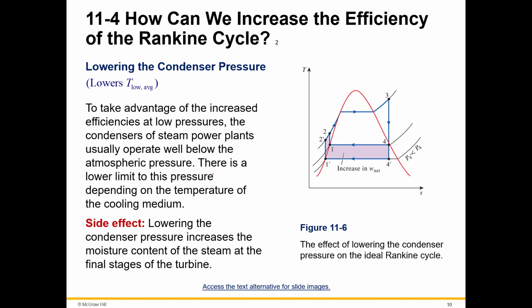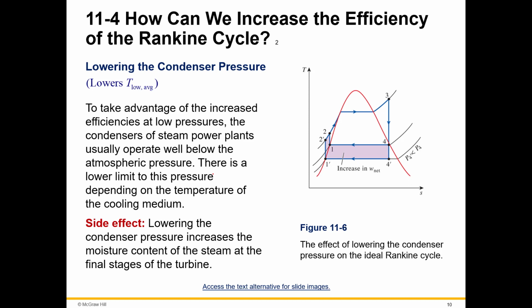Lowering the condenser pressure lowers T low average. So to take advantage of the increased efficiencies at lower pressures, because remember we talked about how we can assume something is ideal when the temperature change is very low, we also look at pressures. The condensers of steam power plants usually operate well below the atmospheric pressure. There is a lower limit to the pressure depending on the temperature of the cooling medium, because temperature and pressure go hand in hand.